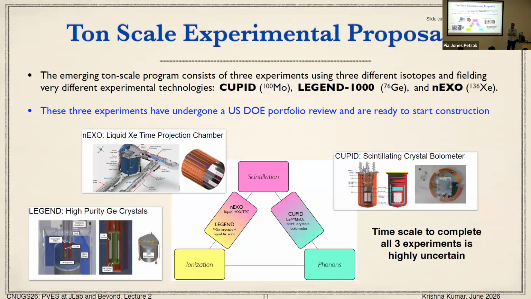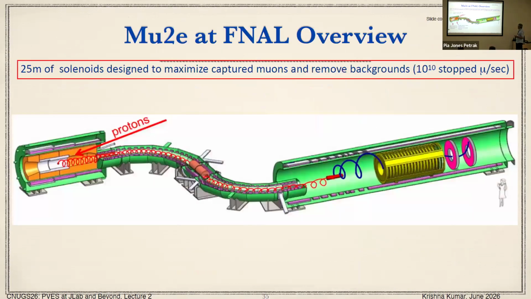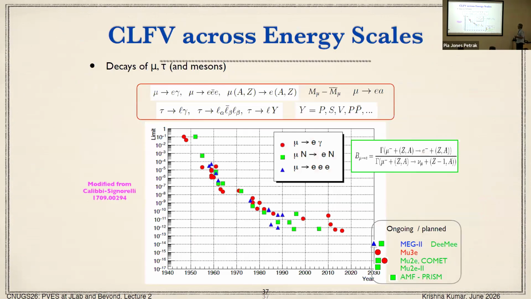It looks like there aren't any more questions. Oh, there is one more. You showed a plot of experimental precision versus time, for charge lepton flavor violation. Yeah, that's just showing you that people have been looking for this for a long time.